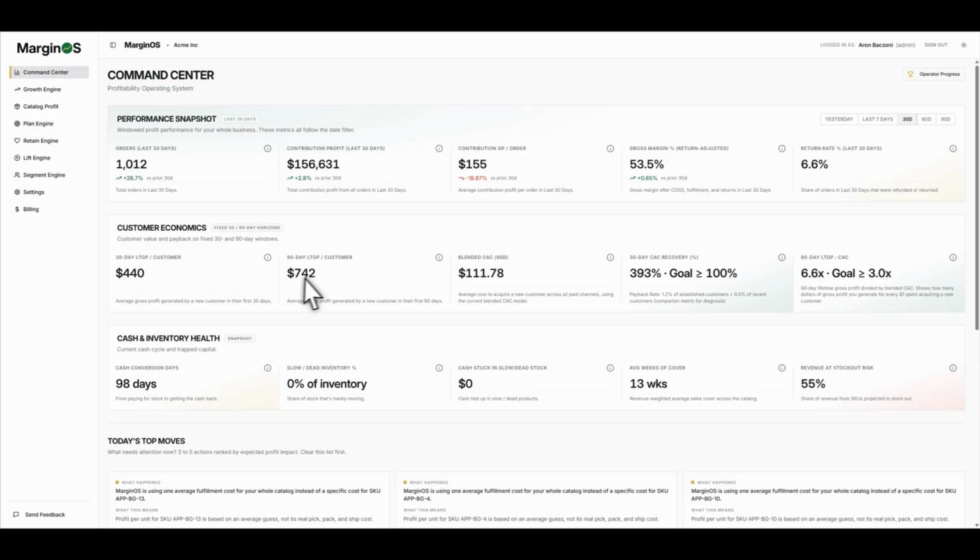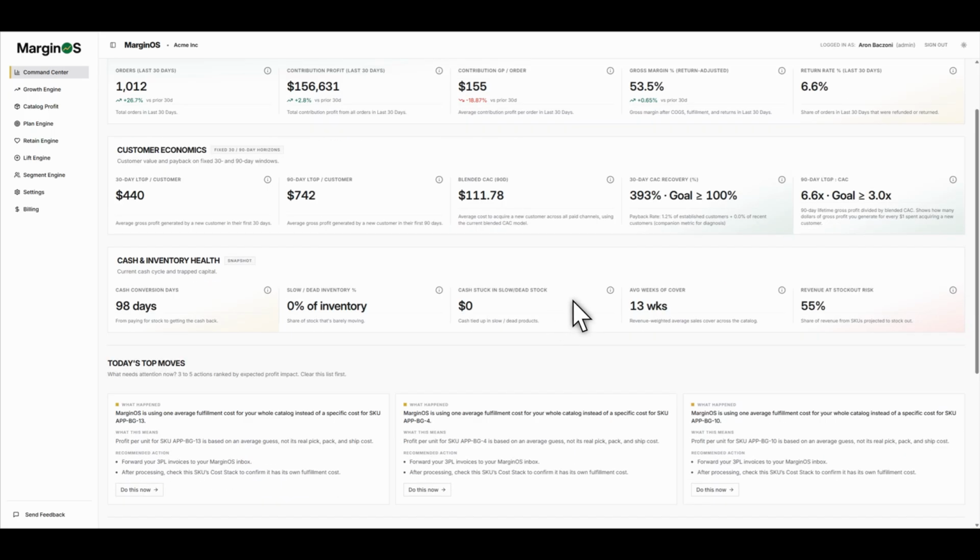Then comes cash and inventory health. This exists to answer, are we turning inventory into cash fast enough or quietly suffocating ourselves? It pulls together how much of your stock is truly working versus slow or dead, how much cash is trapped there, how exposed you are to stockouts, and whether your current mix supports the growth you want. Operators use this before approving POs or big promos, so they don't pour spend into products that will either run out or sit on shelves.